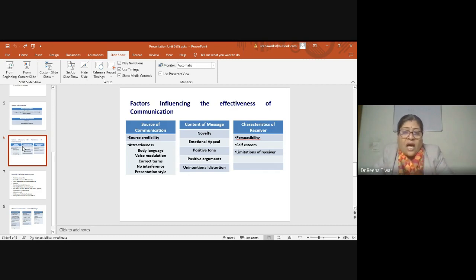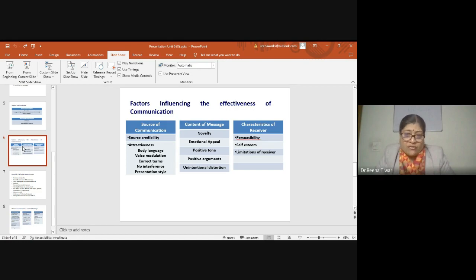Okay, so these are the unintentional distortions which can affect the communication. The third factor is the characteristics of the receiver. The source of communication is important. Then the content, what is being said, what is to be communicated, is important. Then the characteristics of the receiver: whether the receiver is persuasible enough. If it is there, then the receiver will receive the whole message.